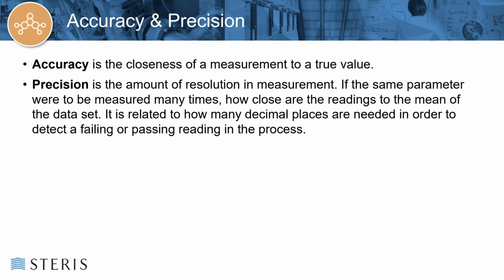And the precision is the amount of resolution in the measurement. So precision is how closely clustered around the center point your data are. So if you were to measure the same parameter a multiple number of times and you find that they're very closely clustered, then that's good precision. But if they're way away from the target, then it's not very good accuracy.